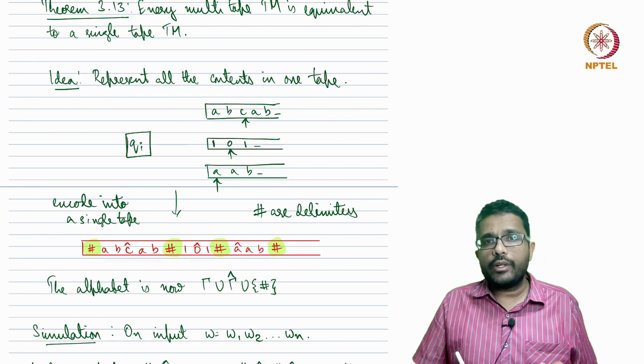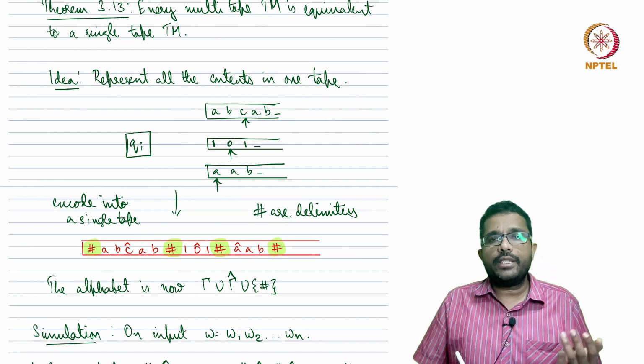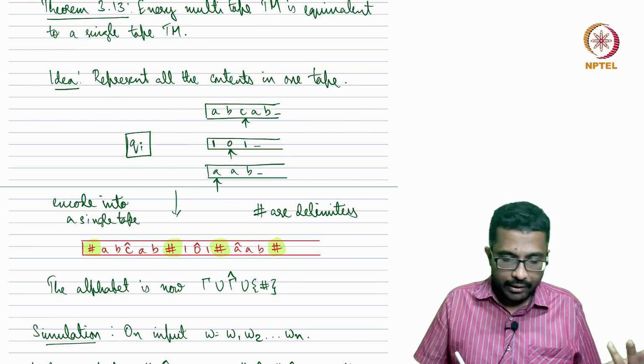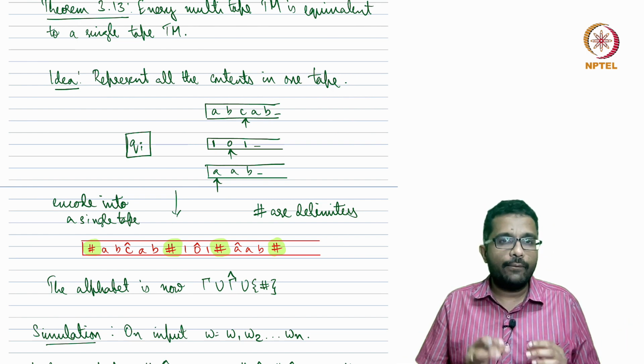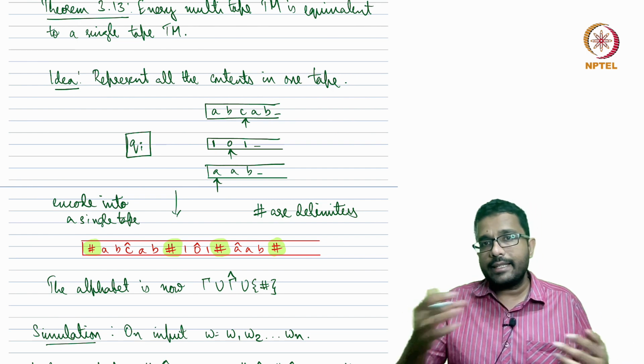But there is also one more issue. The 3 tape machine has 3 heads, whereas a 1 tape machine has only 1 head. So we also have to find some way to keep track of the various head movements.